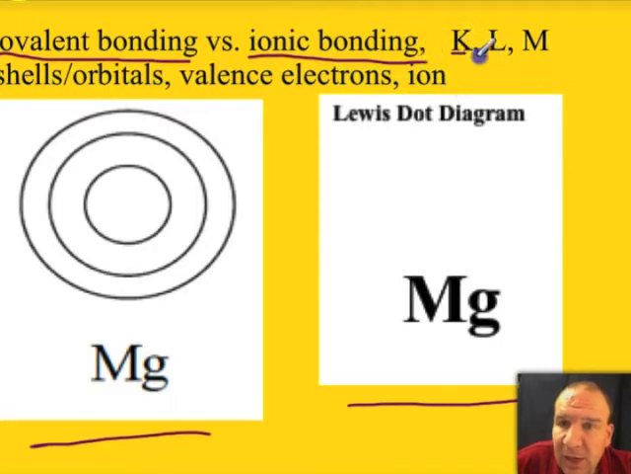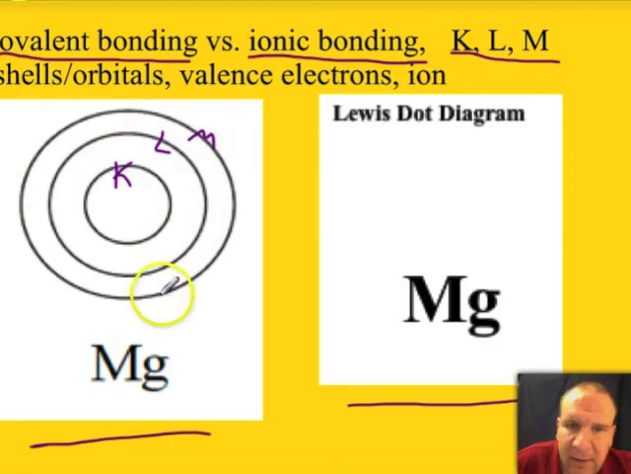Know the name of the shells. You got the KLM. So know that this inner one is the K, L, and the outer one is the M. In the last test, some of you were going from the outside in. Can't do that. Shells and orbitals. Each one of these is called a shell. It's the K shell, it's the L shell, it's the M shell, or it's the K orbital, L orbital, and the M orbital. Valence electrons are only those on the outer shell. Valence electrons are all electrons in the outer shell.